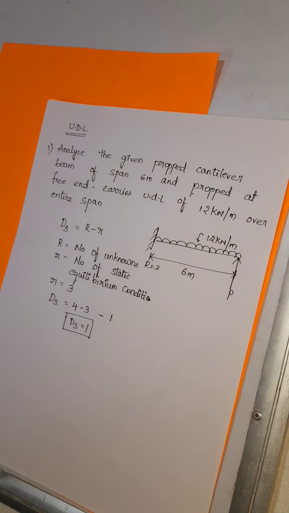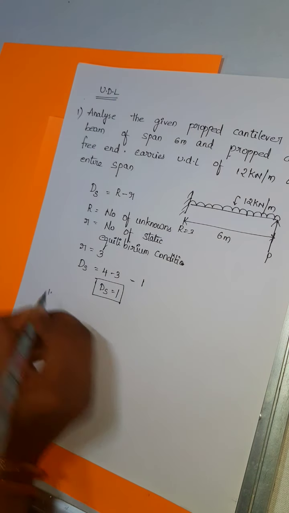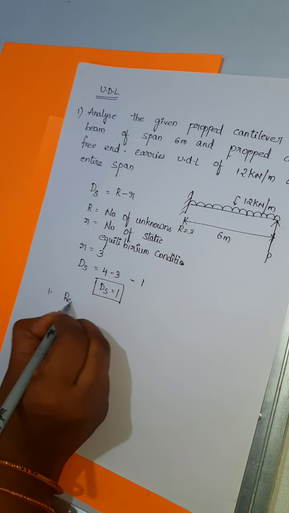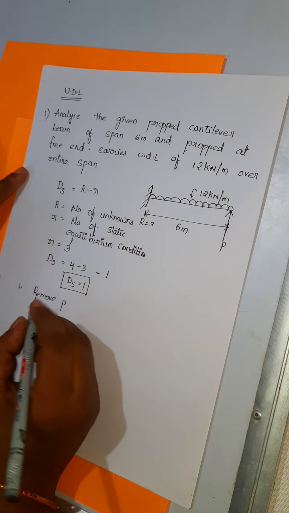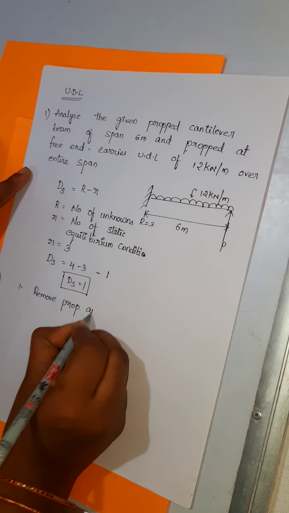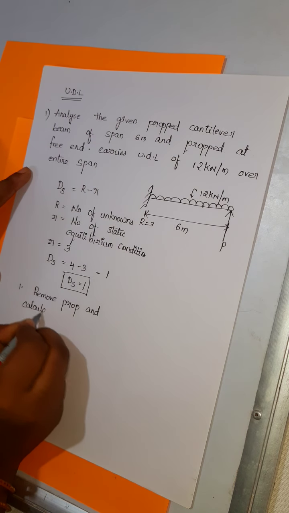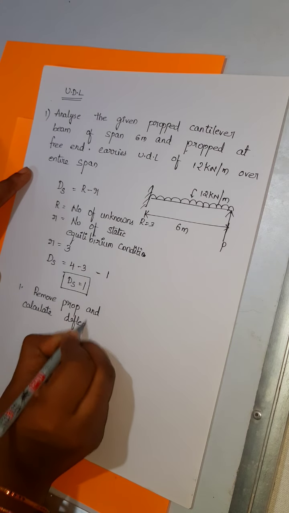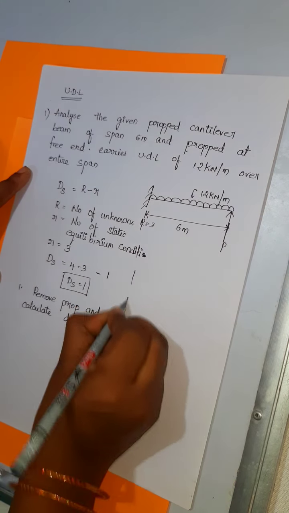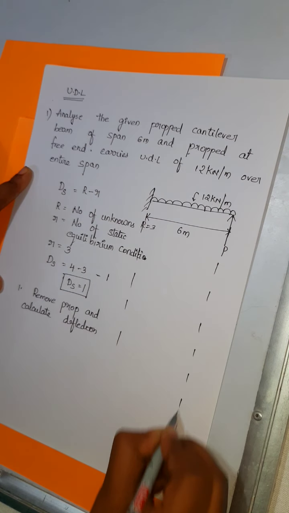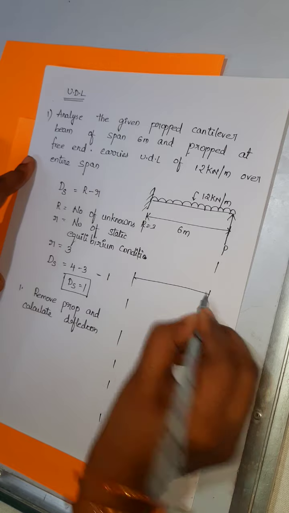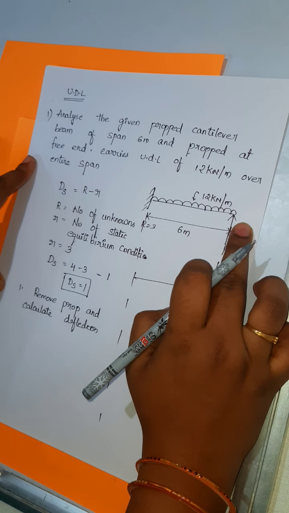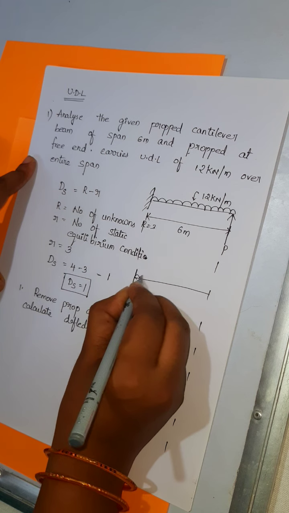Okay. Now coming to the first step. What is the first step? Remove prop and calculate deflection. This is my first step. See here, I am drawing the diagram. Remove the prop means I am removing this, so that what will be there? Only the UDL will be there.